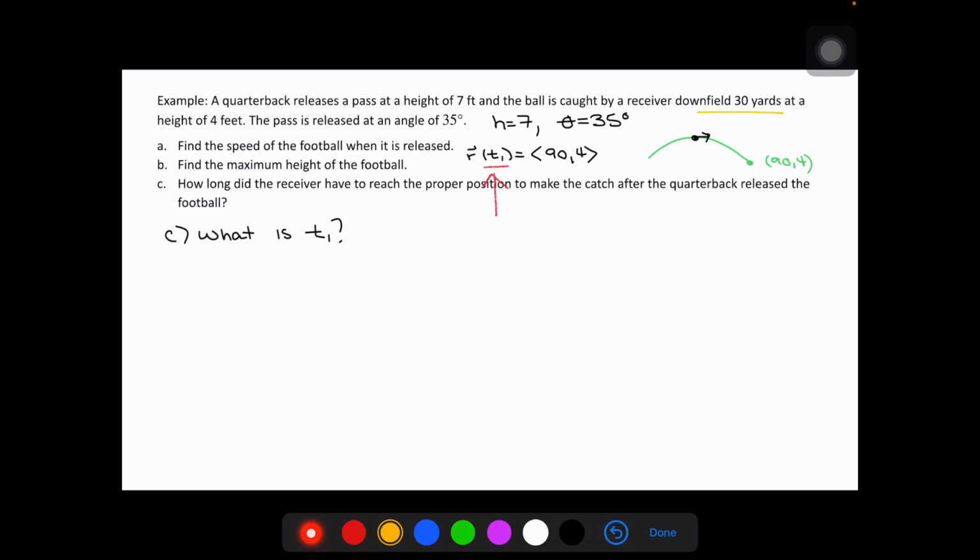Fortunately, we've done most of the work in part A. In part A, we had actually solved for t1. We said t1 has to be 90 divided by v naught cosine theta. That just came from setting our position function equal to that 94 at time t1. And in part A, we already found v naught. So we can just plug that 54.1 in for v naught, put this into our calculator, and I get just a little bit over 2 seconds. So the catch was made about 2 seconds after that ball was thrown.